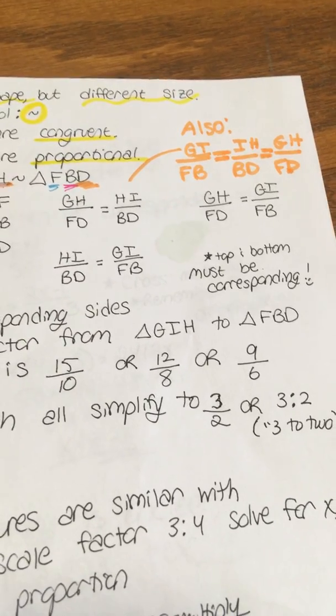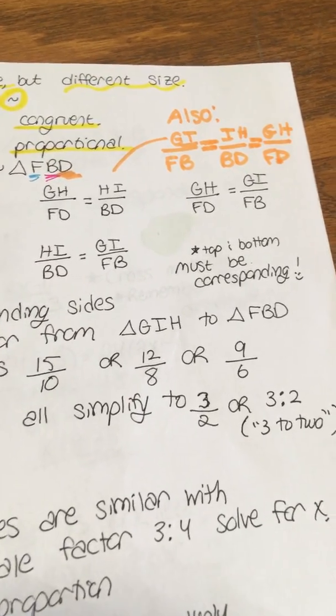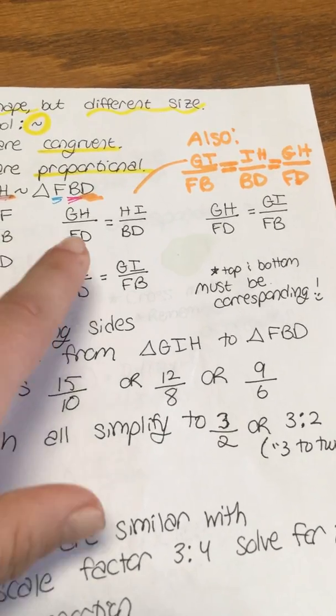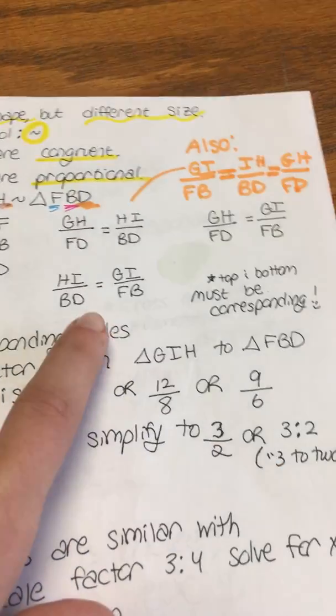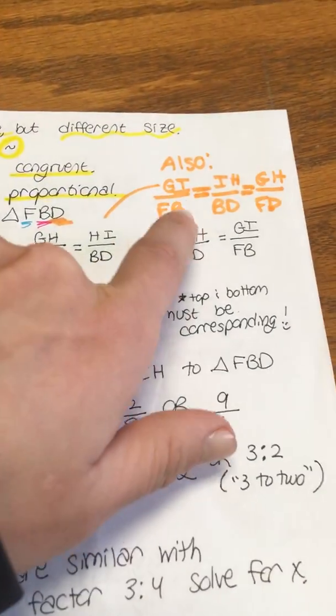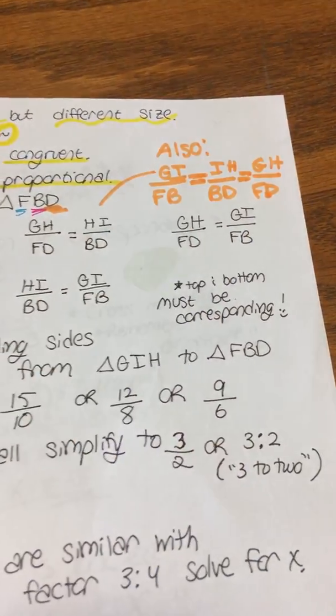So you basically have a proportion with three parts, which you could break up three ways. So you could take the first two, those would be equal. You could take the second two, would also be equal, and the first and the last would also be equal.